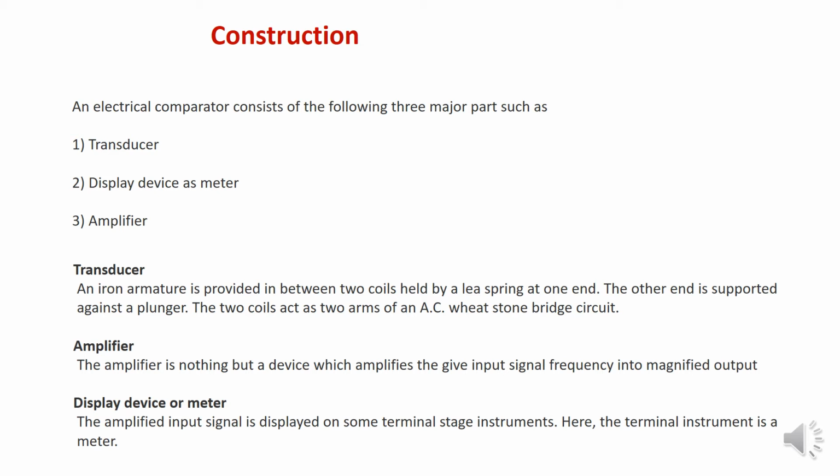Here is the construction of the electrical comparator. An electrical comparator consists of the following three major parts: transducer, amplifier, and display device or meter. The transducer is an iron armature which is provided between two coils, held by a leaf spring at one end. The other end is supported against a plunger. The two coils act as two arms of an AC alternating current Wheatstone bridge circuit.